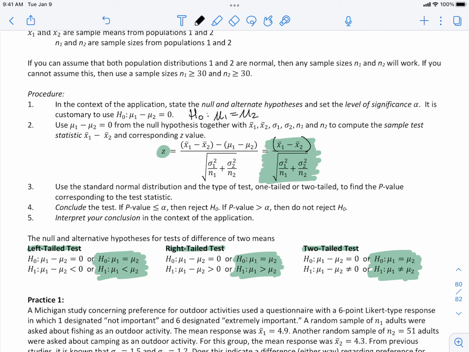Then we conclude the test. Again, the rules are the same. If p-value is less than or equal to alpha, we reject the null hypothesis. If the p-value is greater than alpha, we do not reject the null hypothesis. And then we interpret our conclusion in the context of the application.